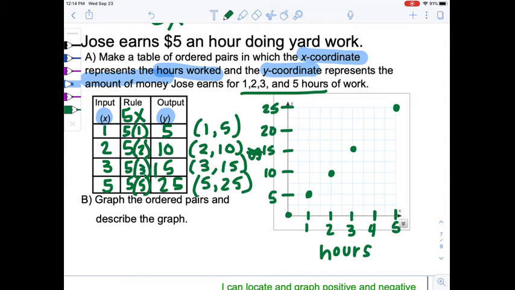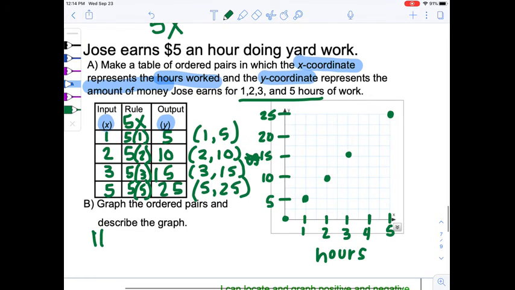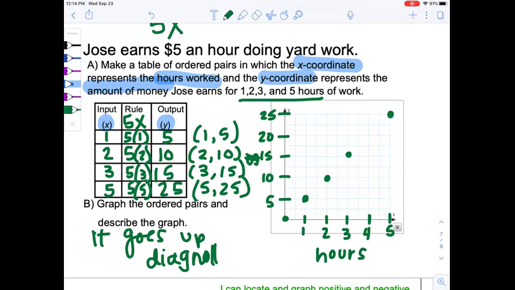Then it says to describe the graph. So here, there's so many ways we could describe this, but we could say it goes up diagonally. Because if we were to connect those, and I can never spell diagonally, so don't judge. If we were to connect those, it would make a diagonal line.